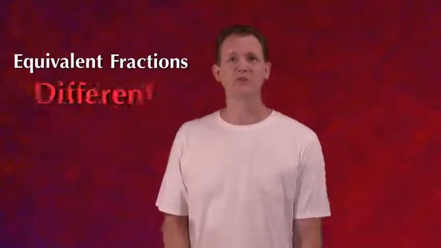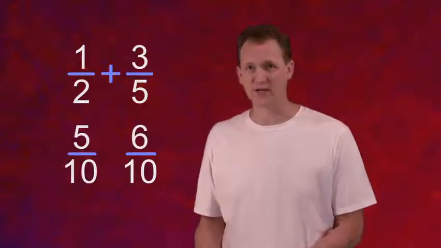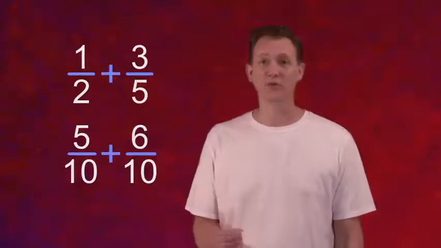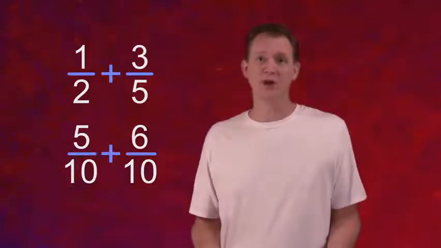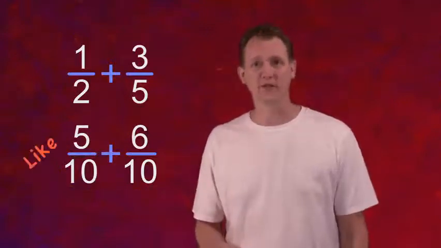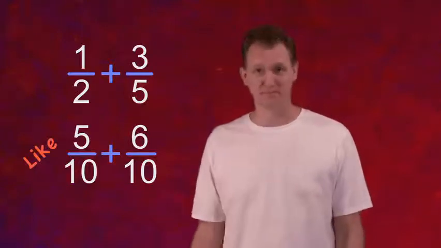The answer is we need to use equivalent fractions. You remember what equivalent fractions are, right? They're fractions that have the same value but use different top and bottom numbers, like 1 over 2 and 2 over 4. They both represent 1/2 but with different numbers. Well, whenever we have two unlike fractions that we need to add, if we could find equivalent fractions to use instead, and if those new equivalent fractions had the same bottom numbers as each other, then we'd be all set.